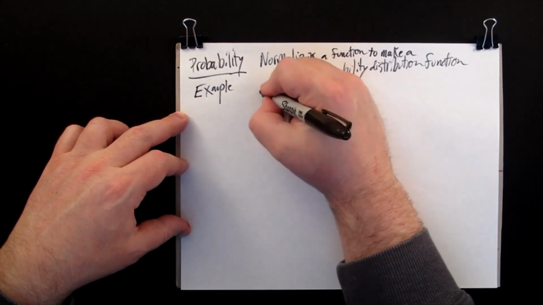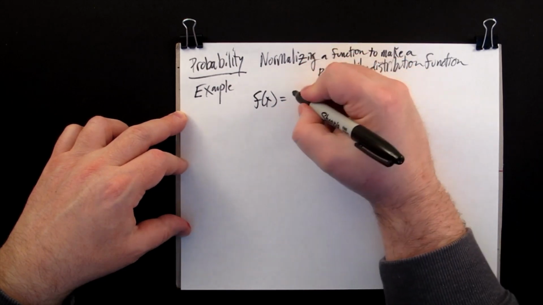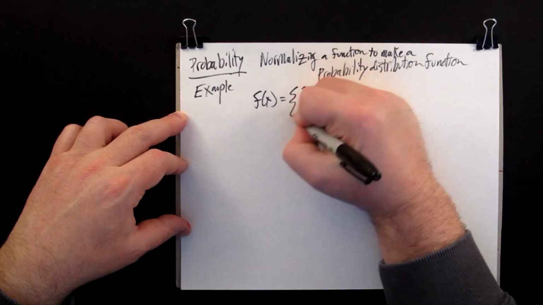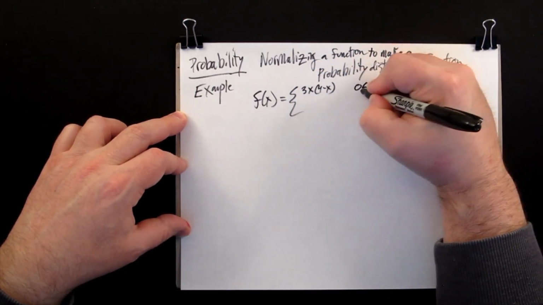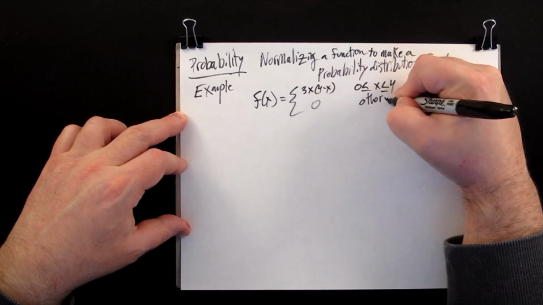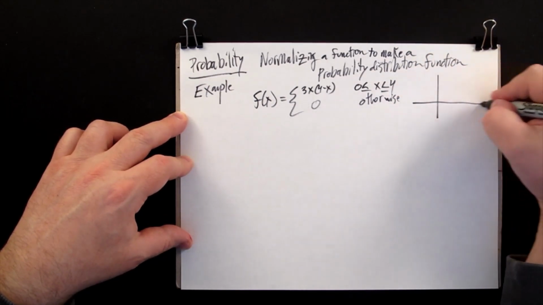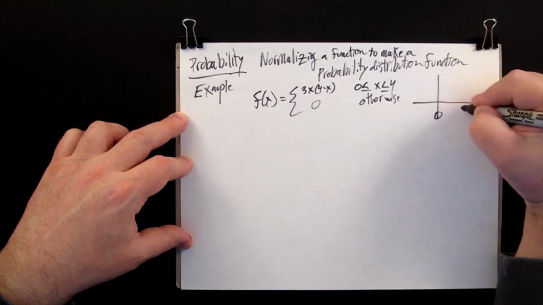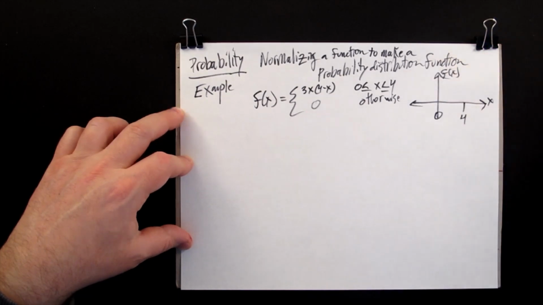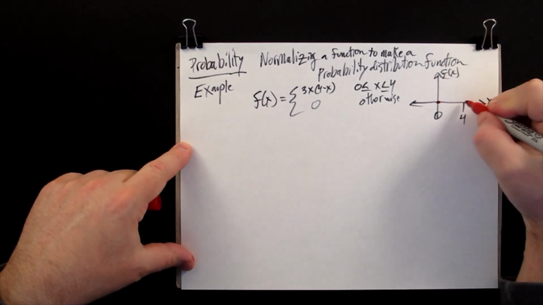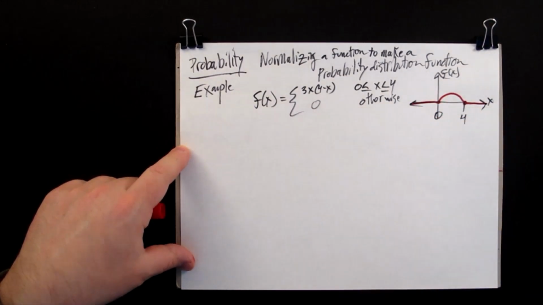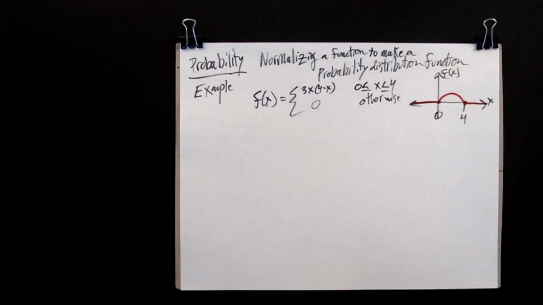Okay, so our function is going to be 3x times 4 minus x. This is defined on values for x between 0 to 4, and then it's going to be 0 otherwise. So just to see a quick graph of this, we have 0, 4, x, f of x. So from 0 to 4, you have a parabola, and then it's going to be 0 outside that. So the graph's going to look something like that.